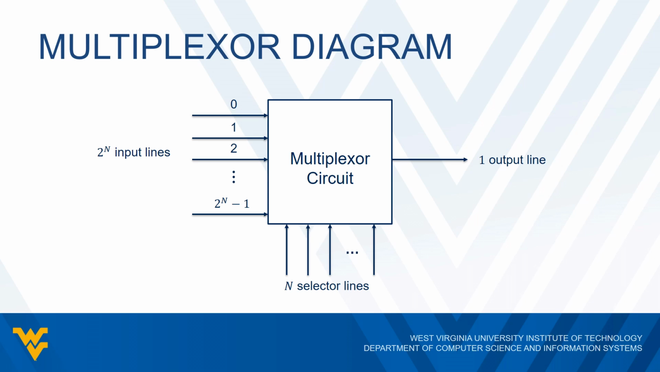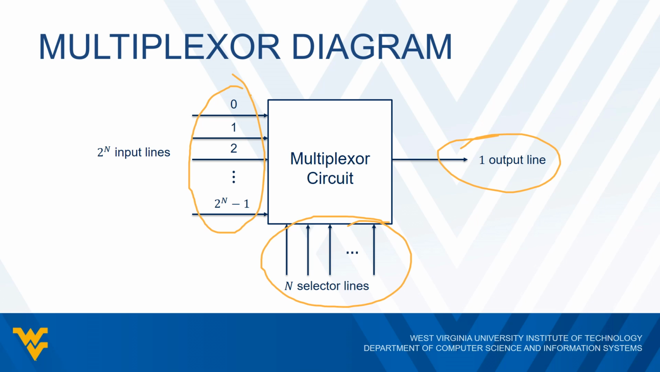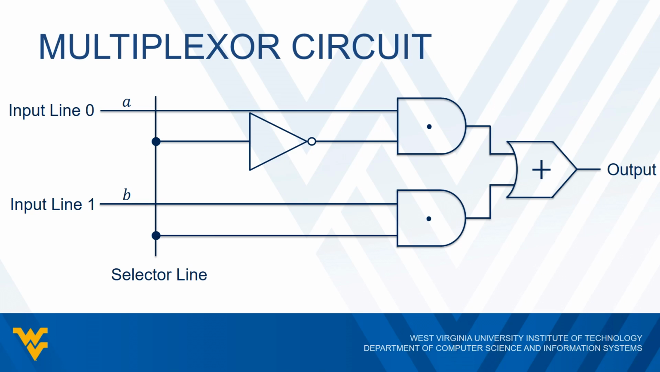So here is just a simple diagram of the multiplexer circuit. I'll give you an example of the inside part of the circuit in just a second, but the input lines would be this part right here, and our selector lines would be over here. With the selector lines, we would assign ones and zeros for each of those lines, and then based on what goes inside the multiplexer circuit, we would pick one of the input lines, and that gets copied as our one output line.